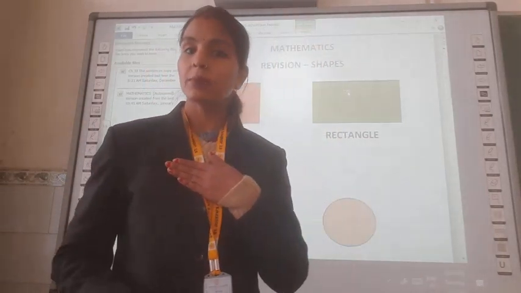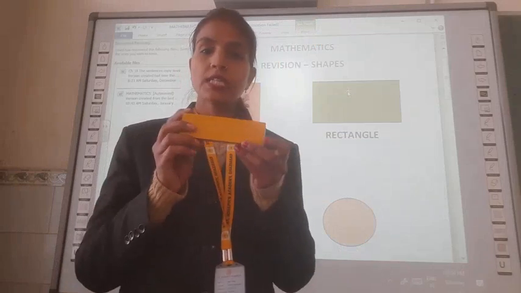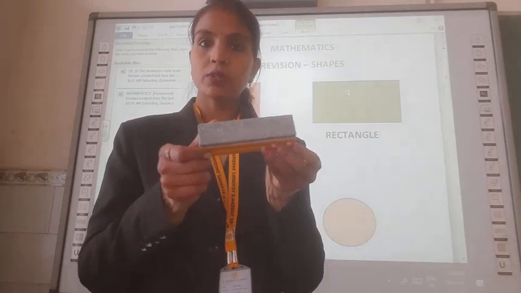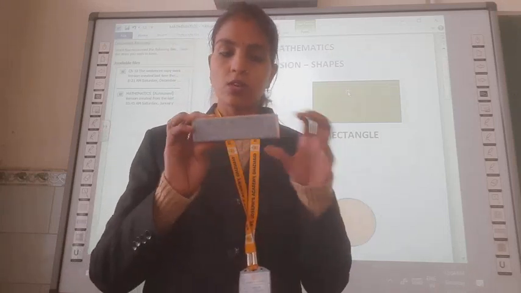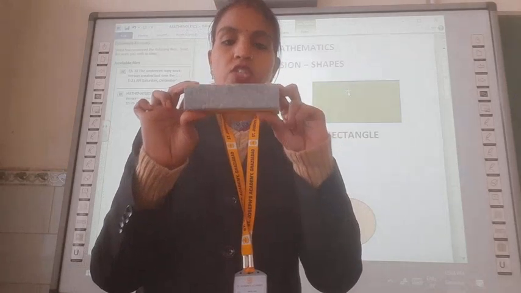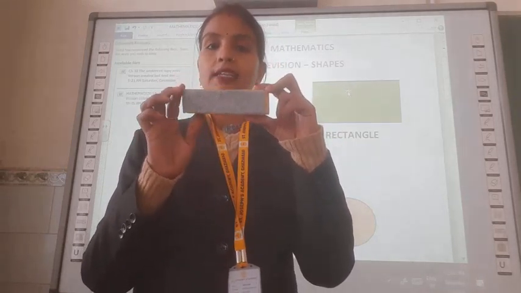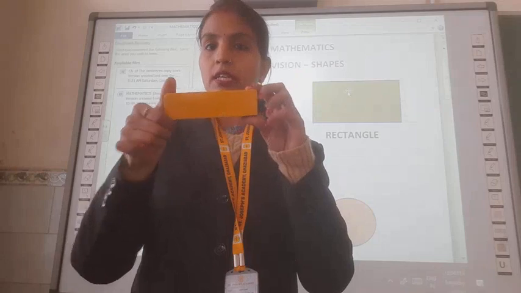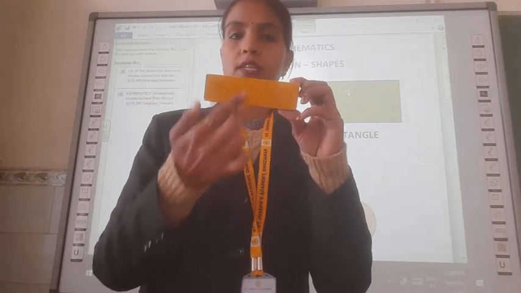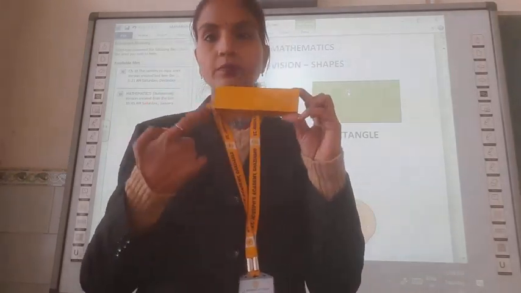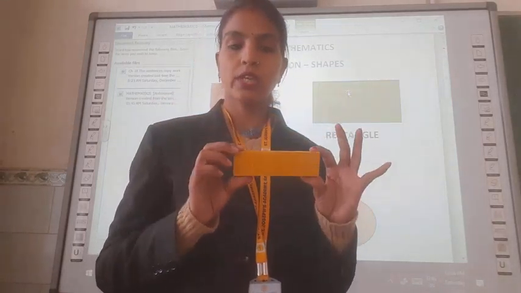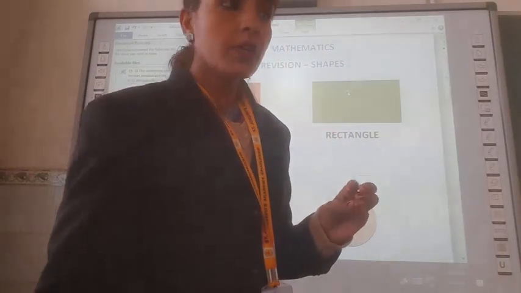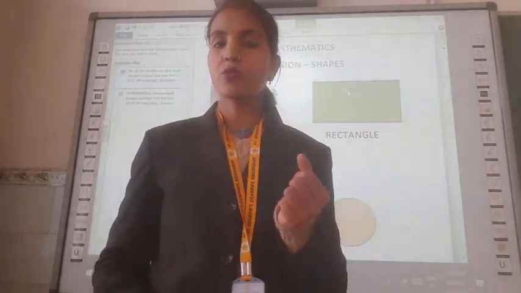For example, your mathematics teacher, like me, I use this duster. You are able to see this duster in your day-to-day life. Every day your ma'am uses this. Its shape is rectangle. Opposite sides are equal, these two sides are equal. It is a rectangle.